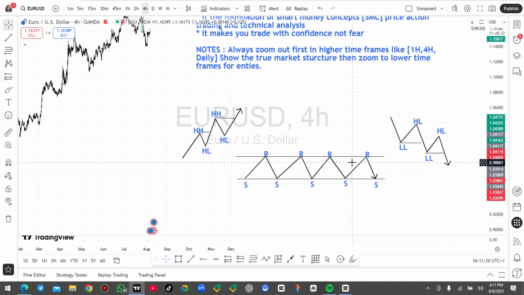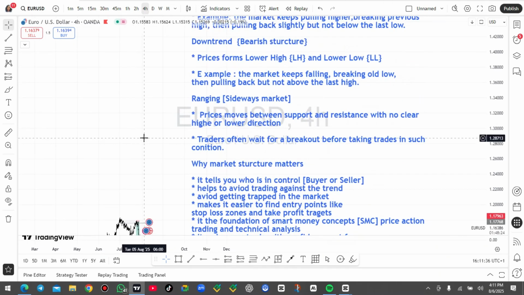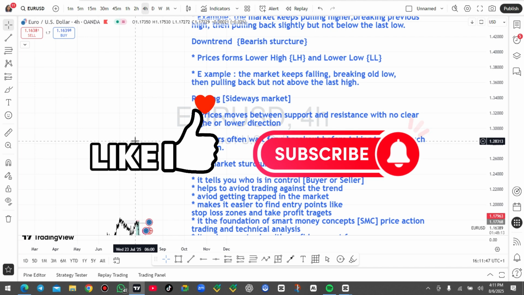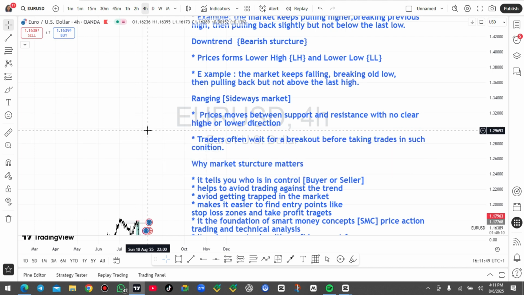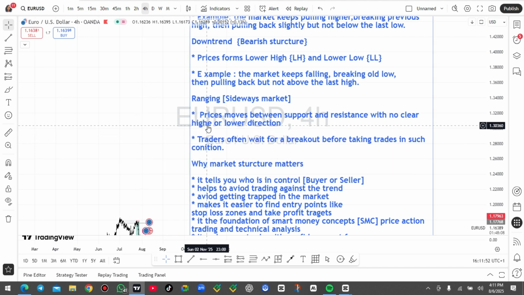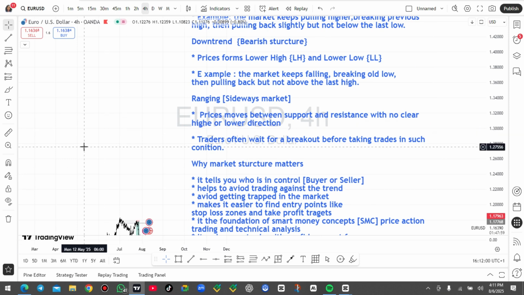As a trader, when you see a consolidation market, you don't have any business looking for a signal because you'll be trapped. You don't have any clear direction where this market is going. So a consolidation market tells you that you don't have a signal on that pair for that day. In an example of a consolidation market, price moves between support and resistance with no clear high or low direction, as I just explained. The price keeps moving in equal highs and equal lows. We don't have any clear direction of the market.